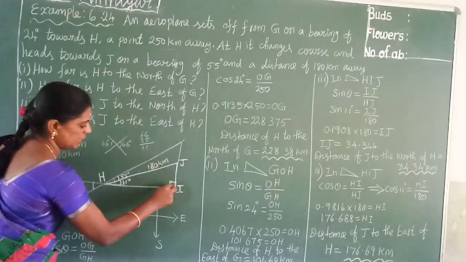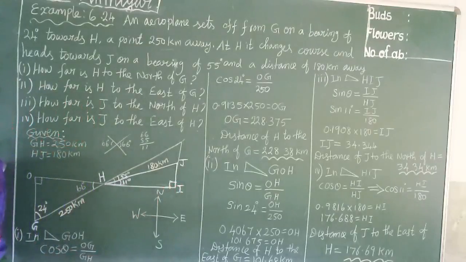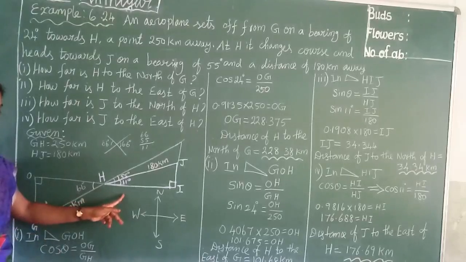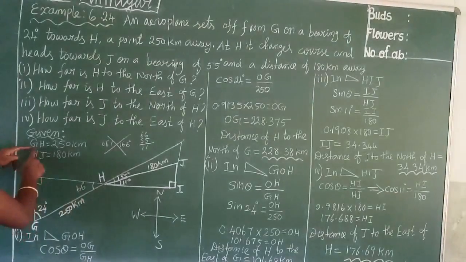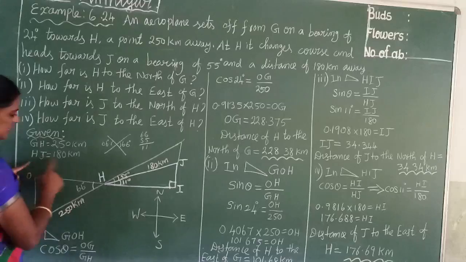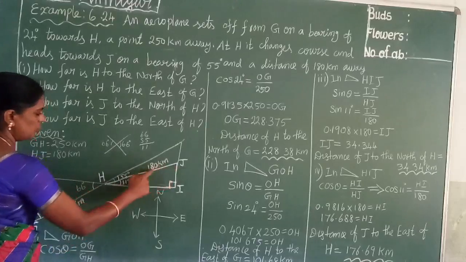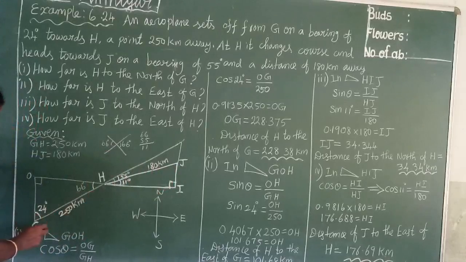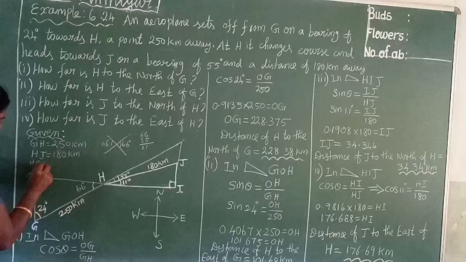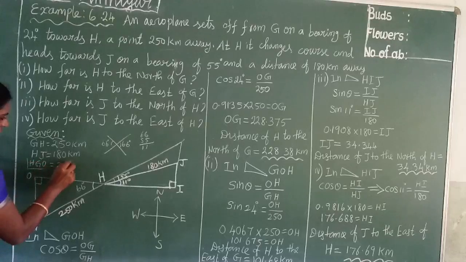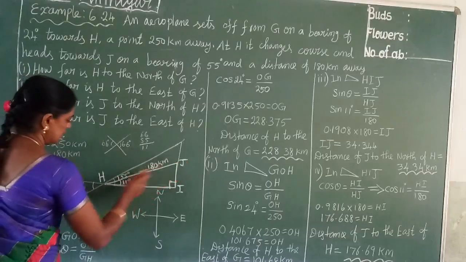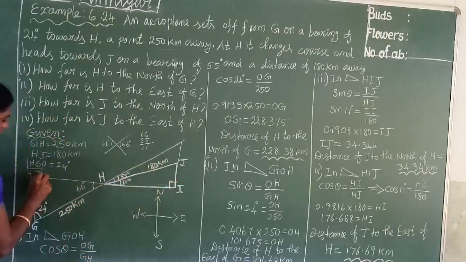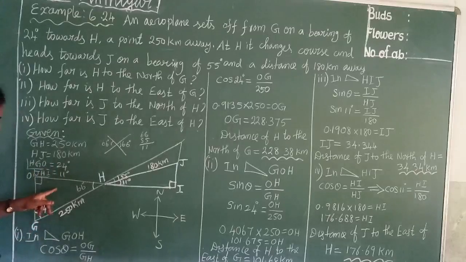Here also 90 degree. So for what purpose do you make a right angle triangle? Generally to apply the trigonometric ratios. And here you write the given: GH equal to 250 kilometer, HJ equal to 180 kilometer. Angle HGO is equal to 24 degree. And angle JHI equal to 11 degree. Clear? So using this given, you have to find these 4 results.